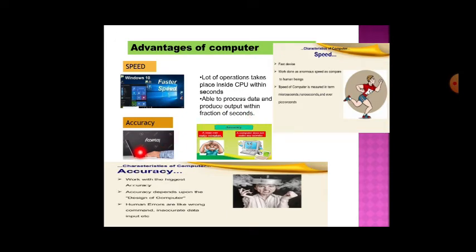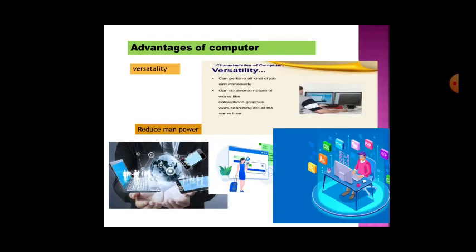Next comes the accuracy. A man can make mistakes but a computer cannot make mistakes. So it is very accurate. It works with the highest accuracy. Accuracy depends upon the design of the computer. Human errors are like wrong command, inaccurate data and input. We humans give the wrong command and inaccurate data, but our computer gives the results exactly accurate. So the accuracy level is more compared to human beings.